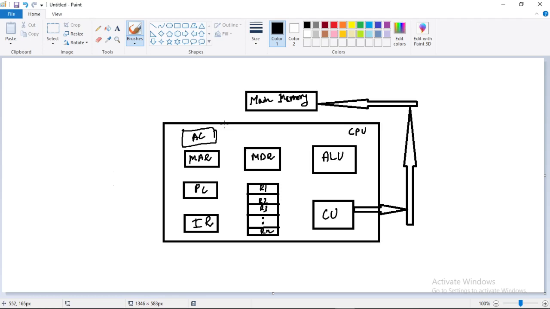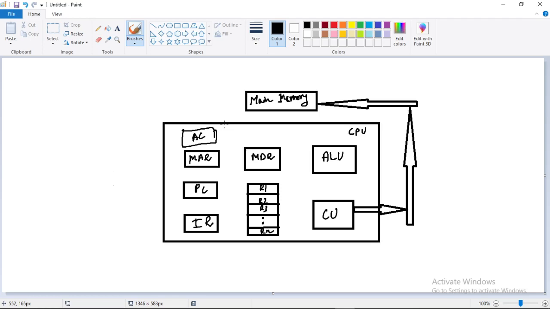So, memory address register. What will it store? It will hold the address of the instruction to be accessed from memory. That means in memory, in RAM, the location where your instruction is located, that particular address will be held by this register, the memory address register.